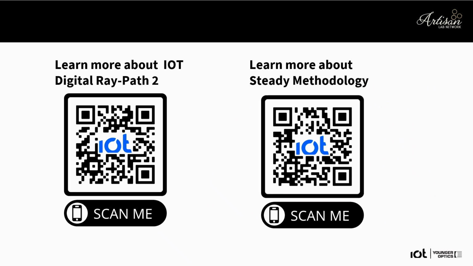Also, please scan these QR codes on this slide to learn more about IOT's Digital Ray Path 2 technology, which is an advanced ray tracing system using the wearer's accommodative ability. It's amazing. Additionally, to learn more about the Steady Plus methodology, which is also included in the Camber Steady Plus progressive edition lenses.